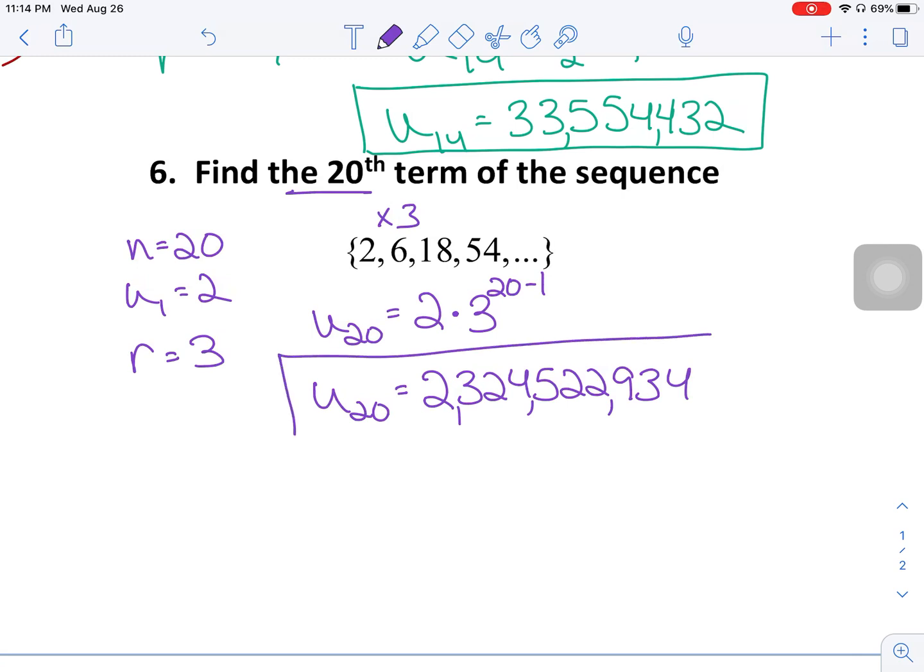All right. So what is that? 2,324,522,934. Because that just rolls off my tongue really easily to say it, if I had to keep thinking about how many spaces it was out.